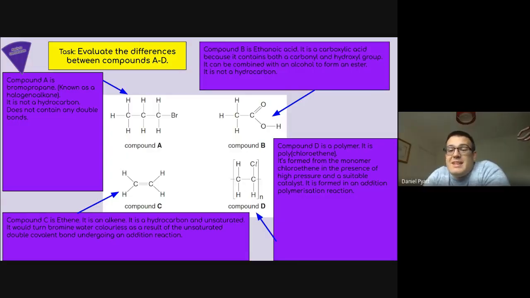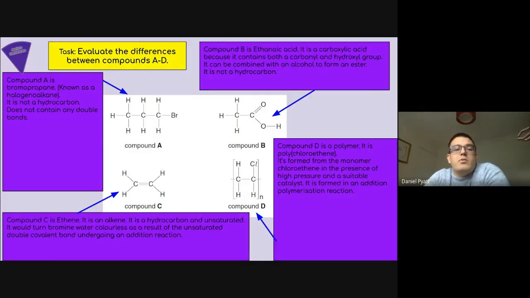You could have said that it'll be a plastic. That would be another thing that you could have put, because all polymers are plastics or rubbers. And lastly, compound A. So it looks like an alkane, but it has a bromine on. So this is what we call a halogen alkane. So it's an alkane with a halogen attached. The actual name of it would be bromopropane, because it's got 3 carbons, so it's prop.